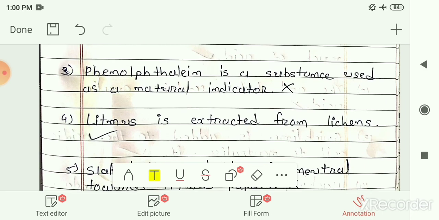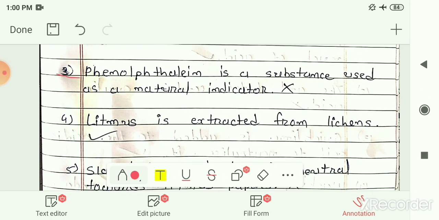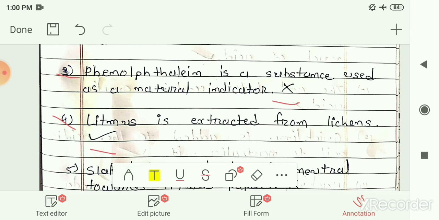Next is phenolphthalein is a substance used as a natural indicator. So here your answer is false. It is not a natural indicator, but it is a chemical indicator. Next is fourth number, litmus is extracted from the lichens. So here your answer is true. Litmus is extracted, or we are getting this litmus from the lichens.